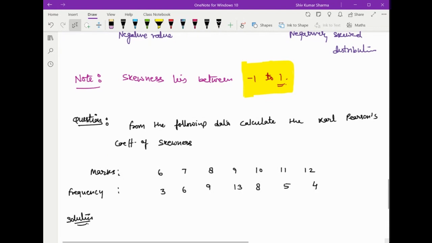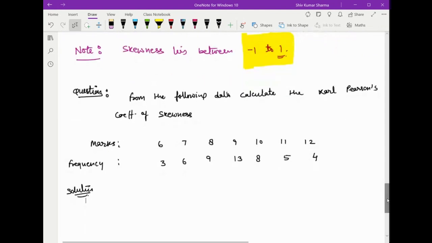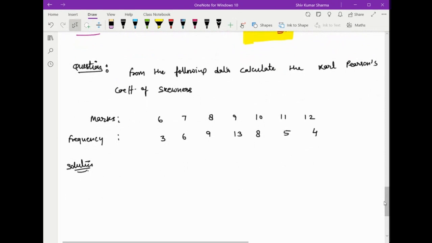So we have to calculate the coefficient of skewness. For solving this, we need to find the mean, mode, and standard deviation. This is a discrete series, so there are three methods for solving it: one is actual mean, second is assumed mean, third is step deviation method. We can solve with any one of these methods.